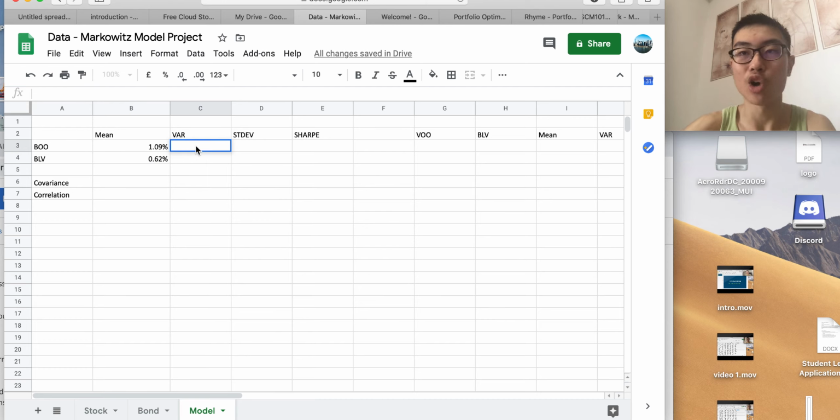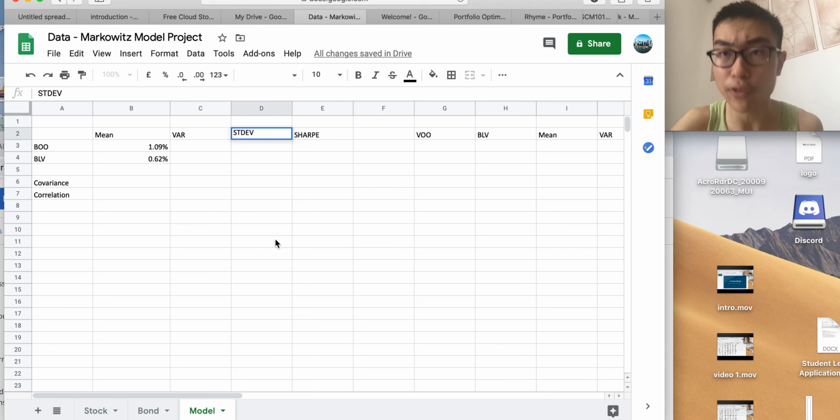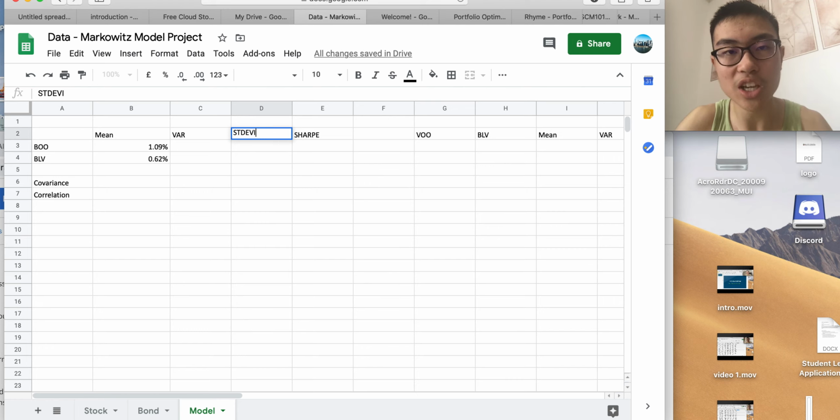And now we're going to calculate the variance. Maybe you know about variance, maybe not, but if you're a high school student looking at this project right now, you should understand what standard deviation is. Standard deviation basically calculates how far away this data set is from the mean. So it is basically a measure of risk. Today we're just going to say this is the risk.